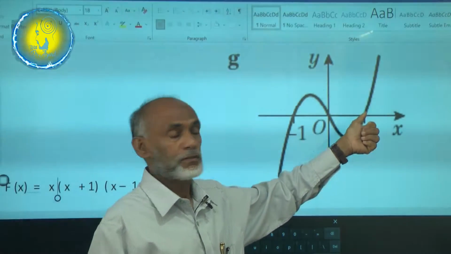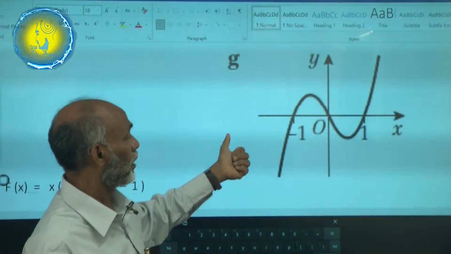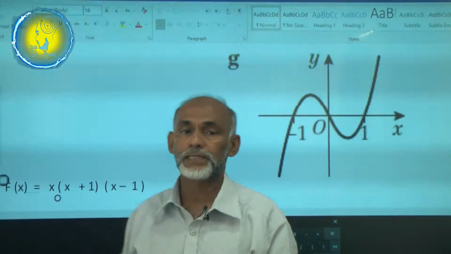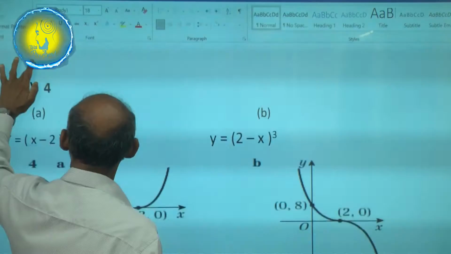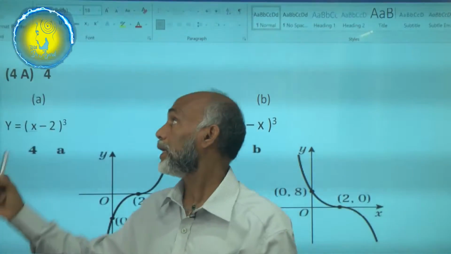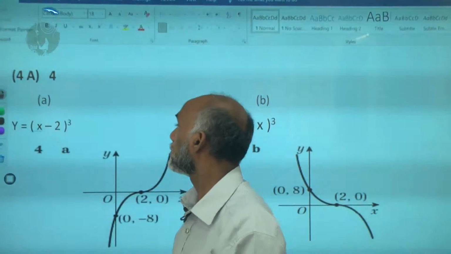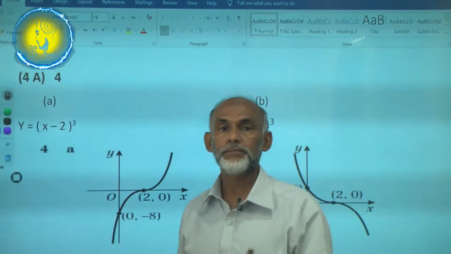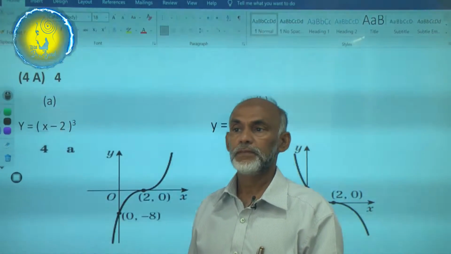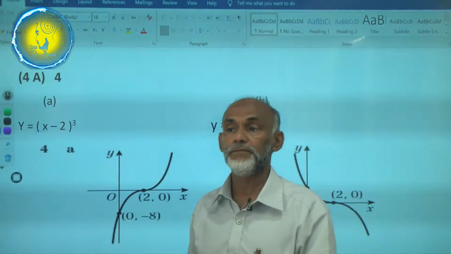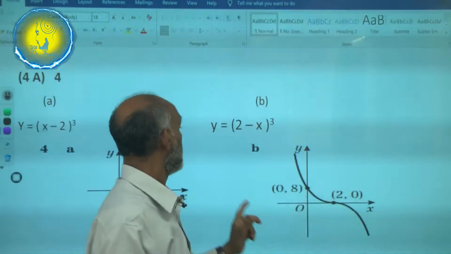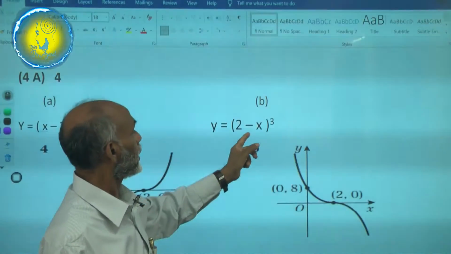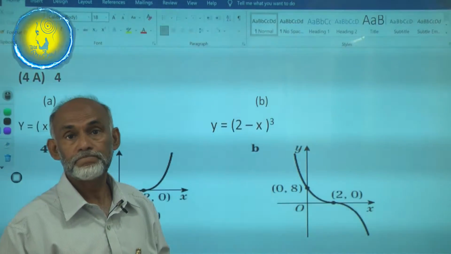So the characteristic of the curve, and you can sketch the graph, from the function's factors. First we have to identify the factors in every function. Let's see the example 4A4 from your textbook. The same factor is repeated 3 times. This we call a stationary point in a curve. A curve will get a stationary point. It's repeated 3 times. Here also it's the other way: 2 minus x repeated 3 times.